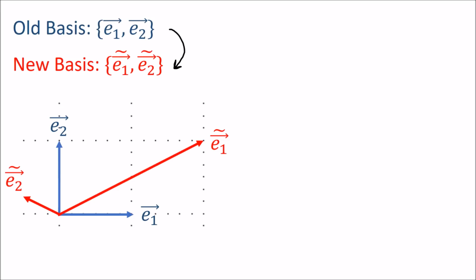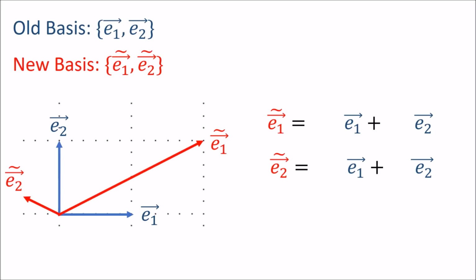So how does that work? Well, all we need to do is to build the new basis vectors out of the old basis vectors. So let's start with E1 tilde here. How do we build E1 tilde out of E1 and E2? Well, it looks like we need two E1 vectors and one E2 vector. So I'll just write that in here.